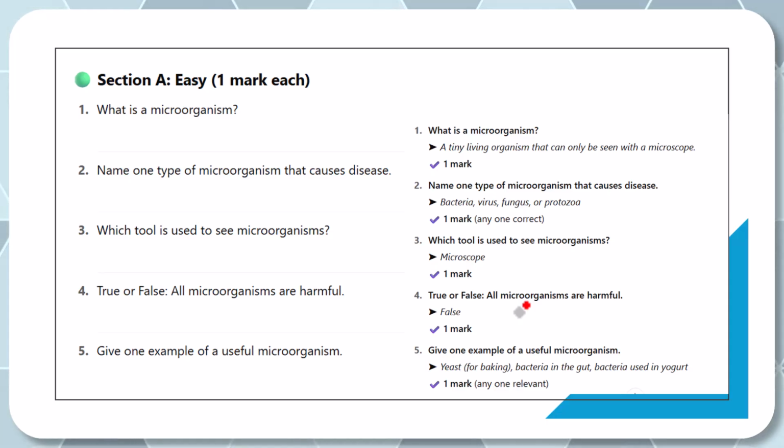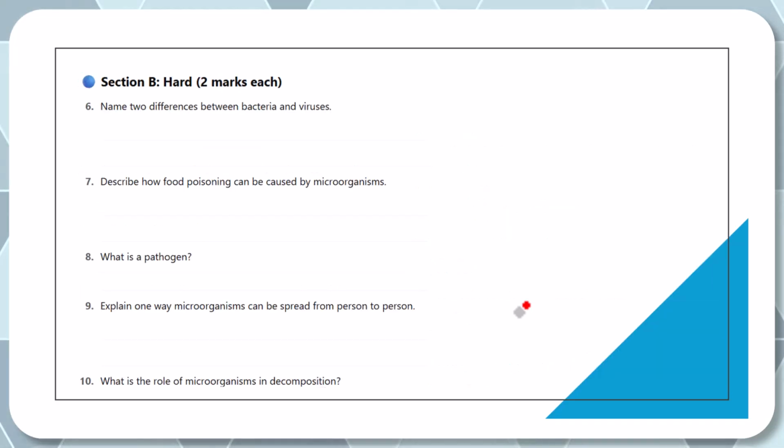Now we're going to go to question 6 to question 10, and these ones are kind of hard, not very hard. Each one is 2 marks. So I'd like you to pause the video and try section B. Pause the video right now. Okay, so these ones are quite hard if you realize that.